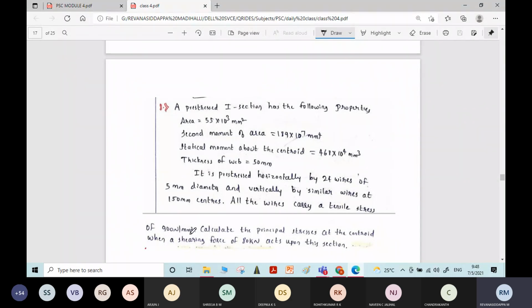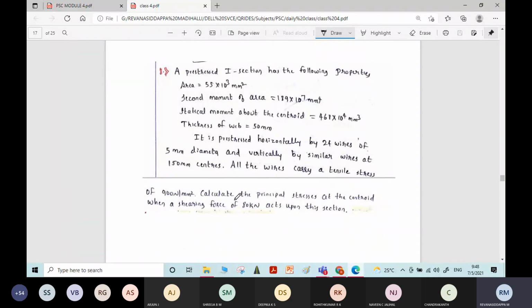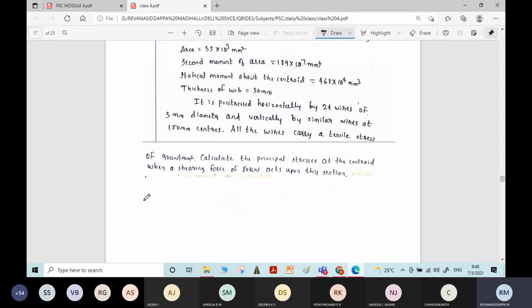Okay, and it is asked to calculate the principal stresses at the centroid when the shearing force of 80 kilonewton acts on this section. Even the shear force is also given. So using all this data, we need to find the principal stresses. Okay, solution.